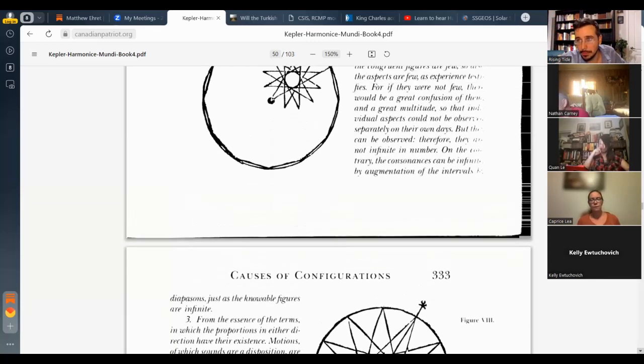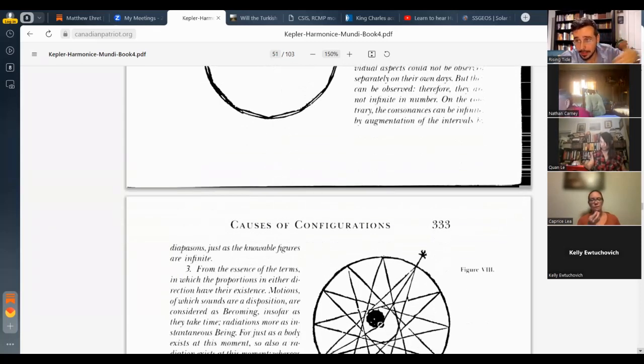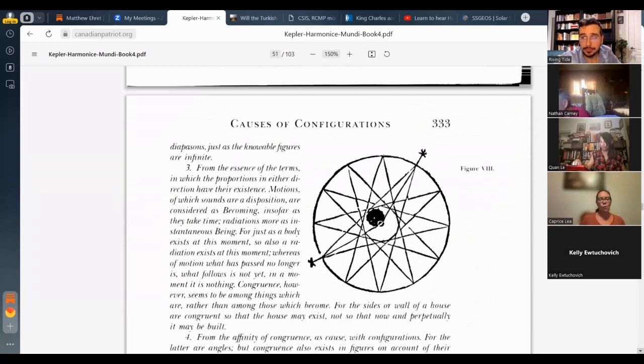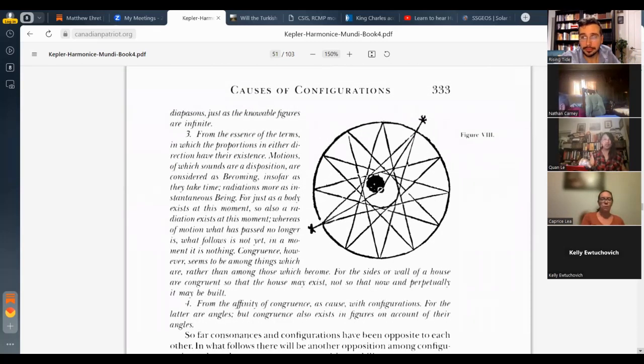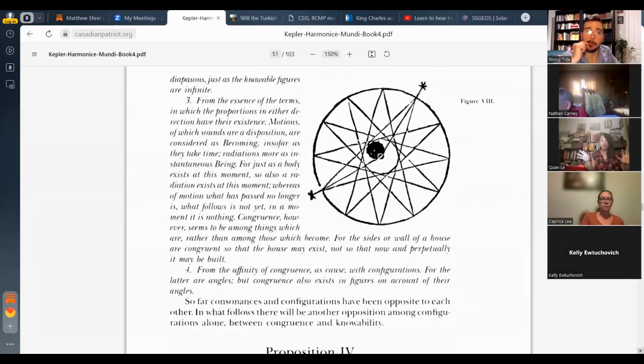But there's something else which is bounded as a many, a quantifiable many as well, between the one and the infinite. And please focus for the next paragraph, because there will be a big concept. From the essence of the terms in which the proportions in either direction have their existence, motions of which sounds are a disposition are considered as becoming insofar as they take time.